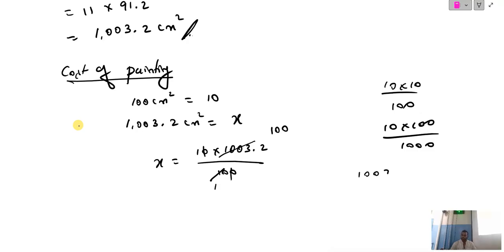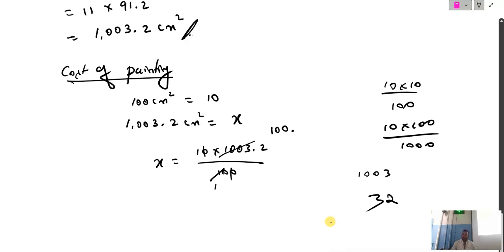How much it is here? 1003. Point two, omit it for some time. 1003 is there. So 10 into 100 is 1000. Remainder is how much? 3. If I keep point, the remainder is 3. After 3, what is there? 2 is also there. It means 32 is there. After keeping point, I can take 20. Understood?